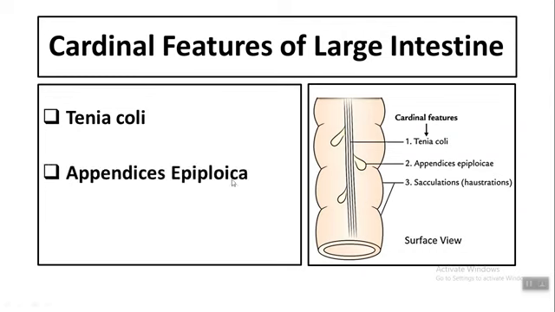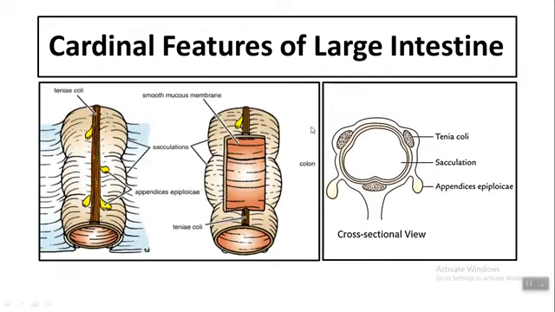Second is the presence of what we call the appendices epiploicae, or the fatty tags. And the other feature is the presence of sacculation or the haustration. These are the cardinal features of the large intestine.